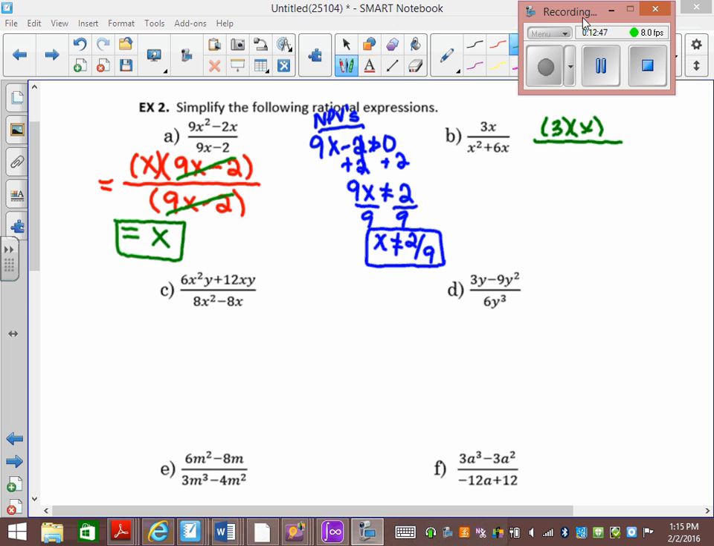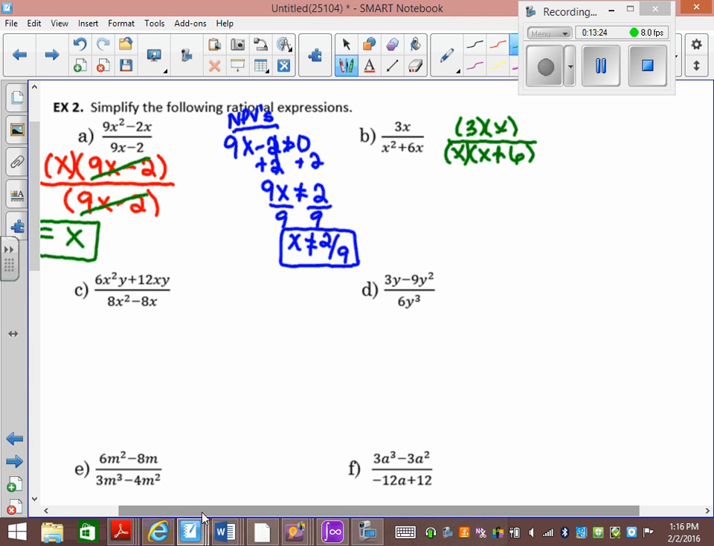In the bottom, is there anything I can take out? Teresa? You take out an x. When you take an x out, you're left with x plus 6. And this little x in front can go in its own brackets too because it's being multiplied. Anything that's multiplied can go in its own brackets. How many NPVs am I going to end up with? It's 2. So I'm going to end up with 2 NPVs.